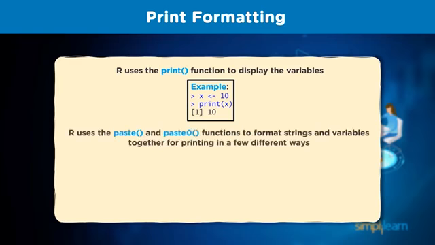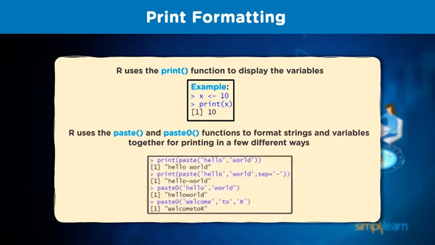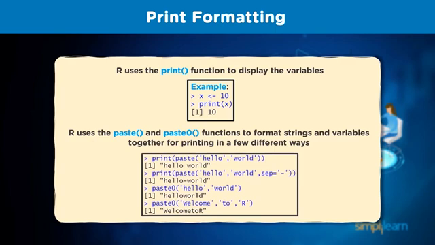So R uses the paste and paste0 functions to format strings and variables together for printing in a few different ways. For example, if I say print paste, and then pass in two words, such as hello and world, that would be printed as follows. Now I could also do a print paste and then use a separator. So my print would look something like this. If I use paste0, then that avoids any space between these two words, or for example, these three words.